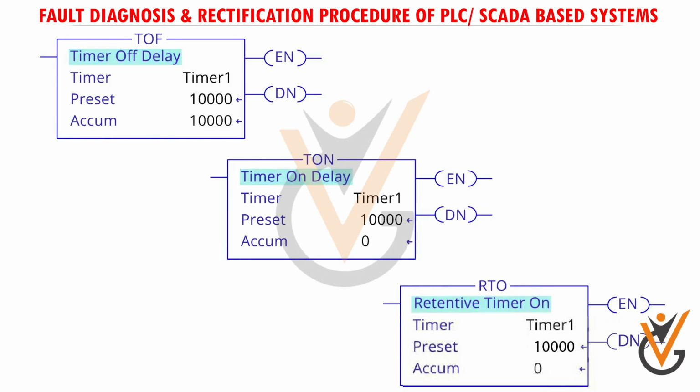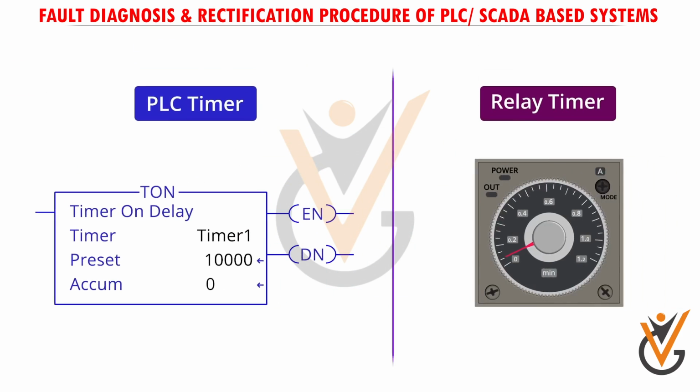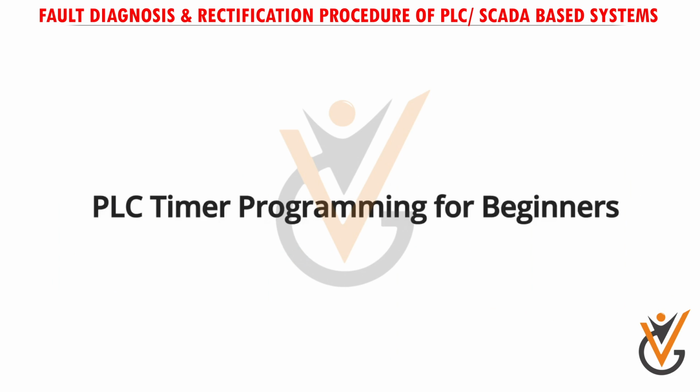how they are used. PLC timers are internal PLC instructions that can be used to delay input and output signals in the PLC program. These timers operate like relay timers, but you cannot hold a PLC timer in your hand, and they do not need to be connected to wires to operate. PLC timer programming for beginners.